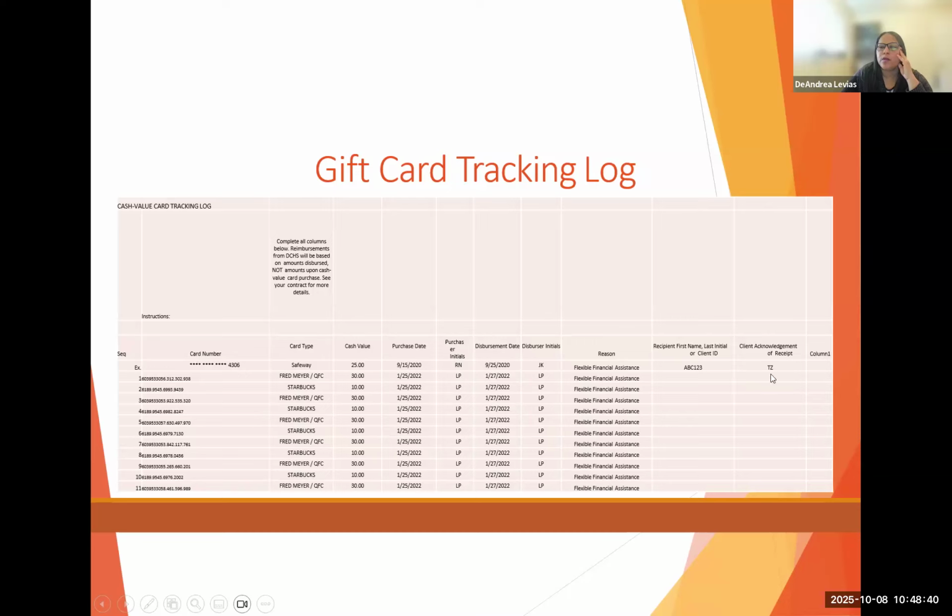So we want to make sure of that. It wouldn't necessarily be on this log. It absolutely could be if this was already printed out, but it could be on another document. What I've seen a lot of organizations do is take a picture of the card and put it on a sheet, and then have the recipient sign that they actually got that particular card for this value on this date. So that's a great habit to start.